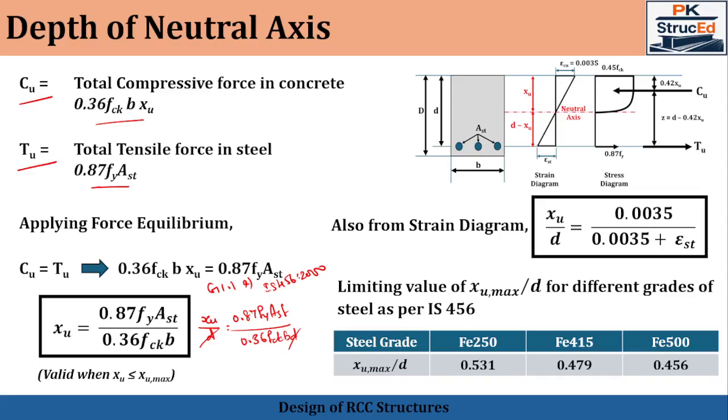And also you can see from the strain diagram, the strain in steel depends on the position of the neutral axis, and the equations we derived are applicable only when XU is less than or equal to XU max. Here XU max is the maximum permissible depth of neutral axis. It purely depends on the grade of steel. That is what has been given, which has been taken from IS 456. So for different grades of steel, we have a different XU max by D. This condition ensures that the steel yields before concrete crushes, providing a ductile behavior.